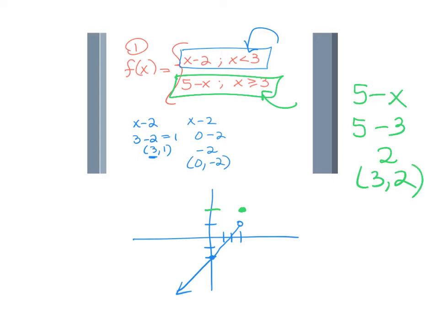Then I'm going to pick another number that's greater than 3. I could pick 5. And I get 0. So I would graph 5, comma 0. So 4, 5. And then put a point here. And then point it in that direction.